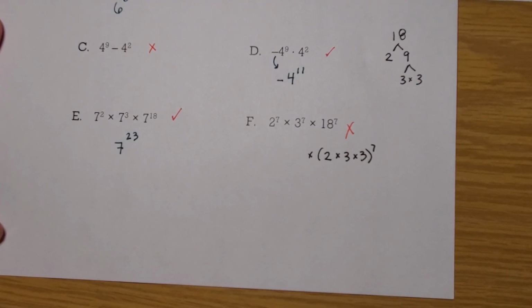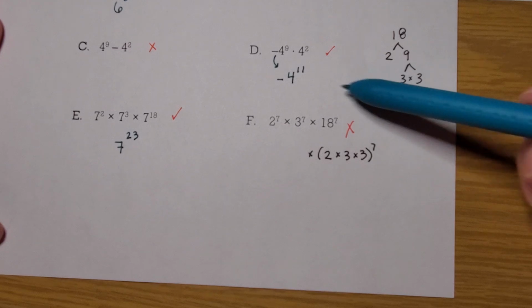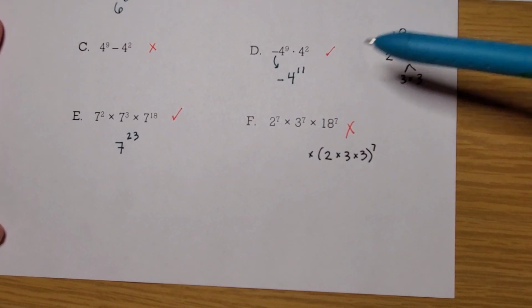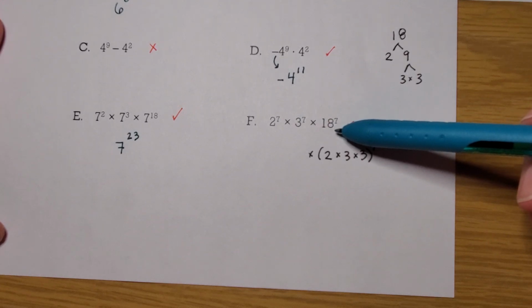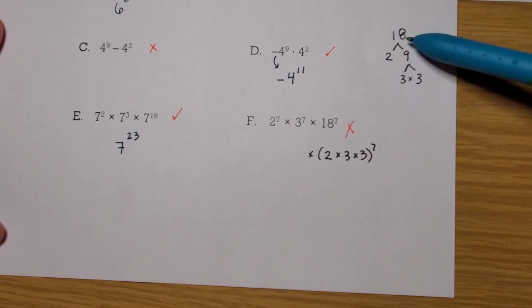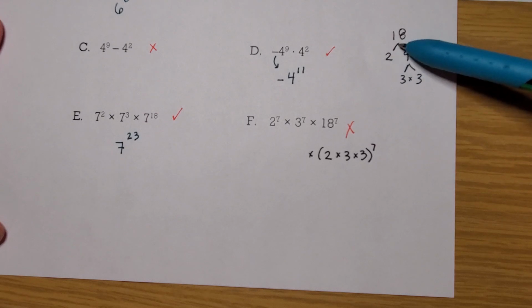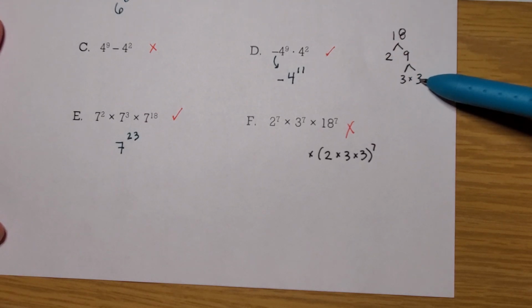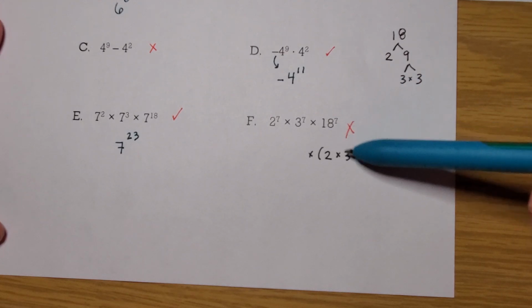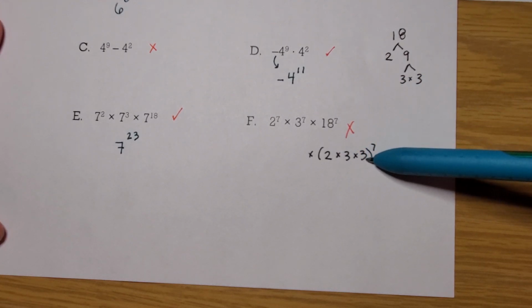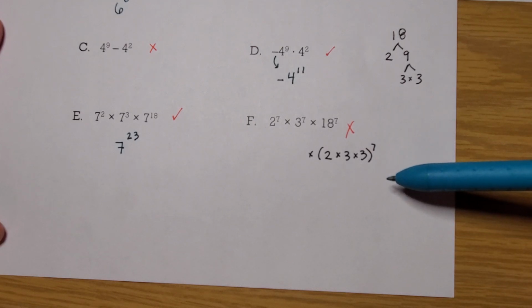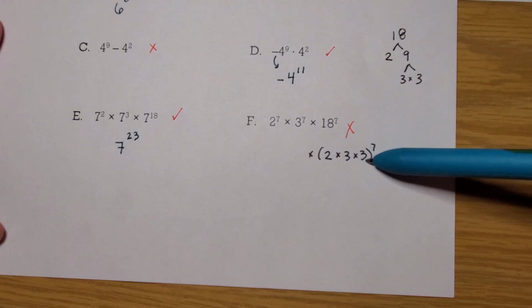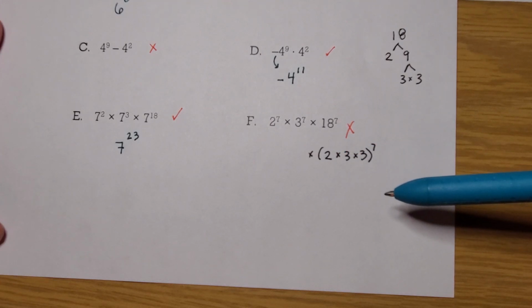Okay, so here's the example we had been looking at that we couldn't apply the product property to because we had three different bases, a 2, a 3, and an 18. But we said 18 was the same as 2 times 3 times 3. We found the prime factorization. So we split this 18 to the 7th up into 2 times 3 times 3 to the 7th power. And then we were kind of stuck because now we have multiplying in parentheses with an exponent out top.